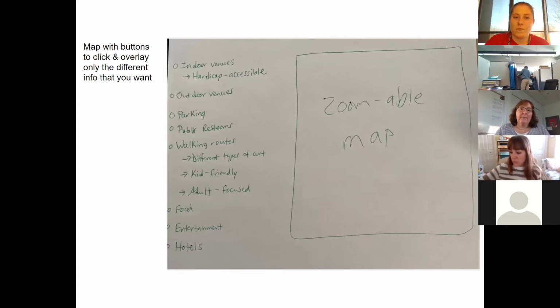with things like indoor venues, including whether they're handicap accessible, outdoor venues, parking, and that could even include a price range option, public restrooms, walking routes, and we thought there might be some subsets for different types of art or categories, whether there were some kid-friendly options, some adult-focused options, and then food, entertainment, and hotels, also again with price ranges.